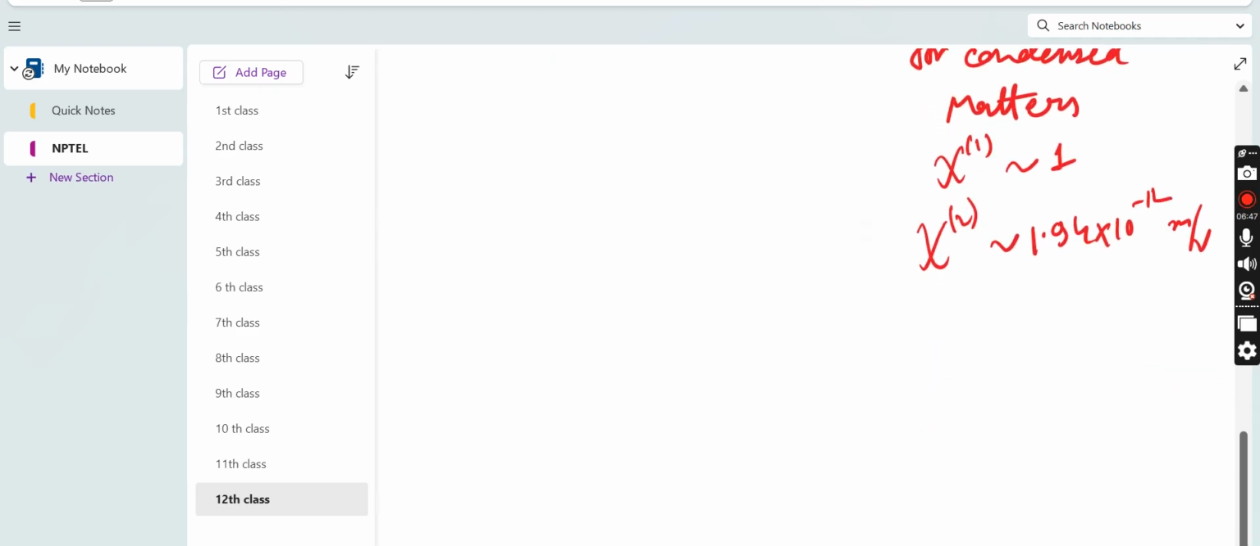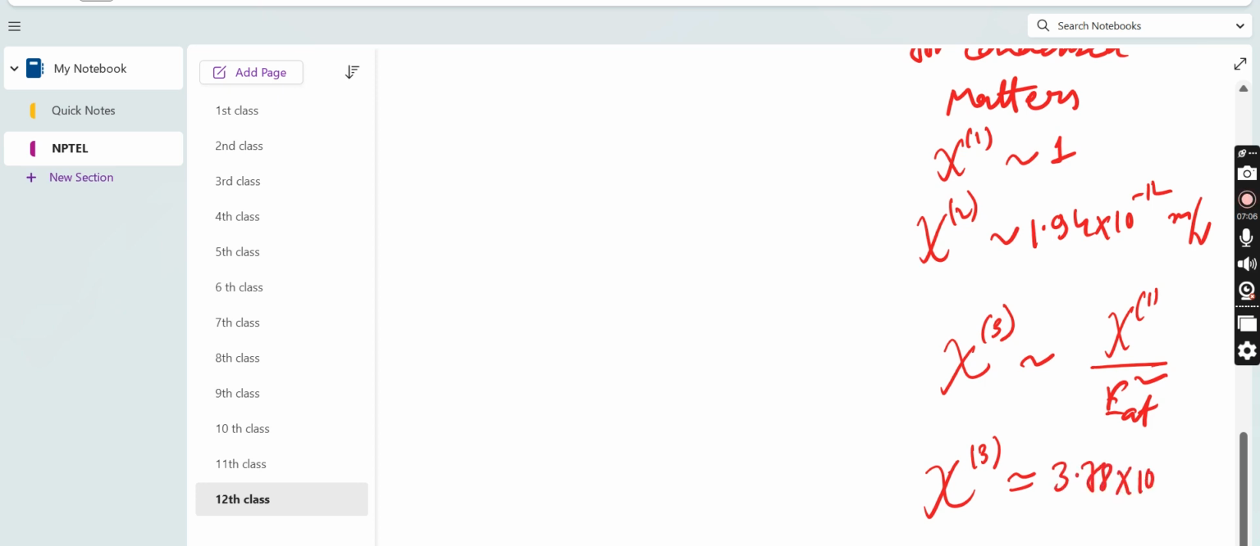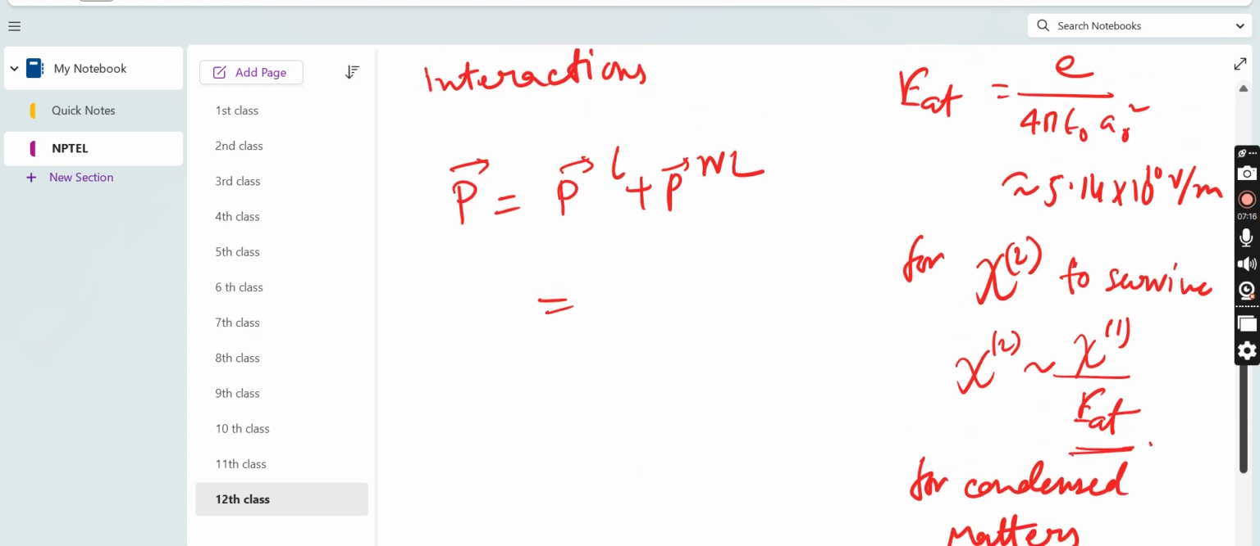Similarly, for chi 3 to have a significant contribution, it should be about chi 1 by E atomic whole squared. So the chi 3 value should be 3.78 times 10 to the power minus 24 meters squared per volt squared. Why this is squared and this is only E atomic, we can know from this further configuration.